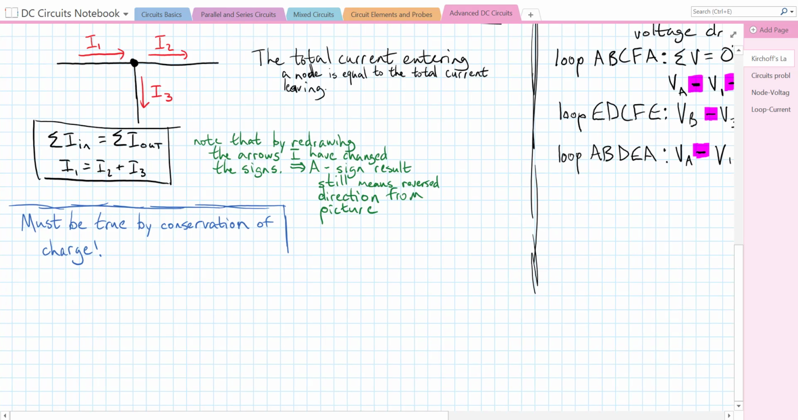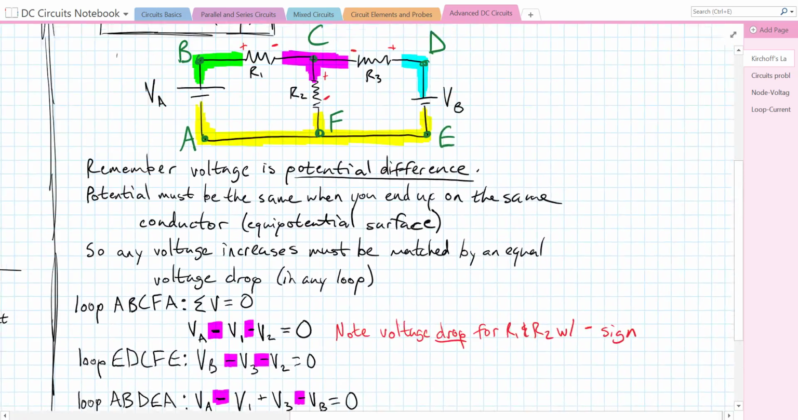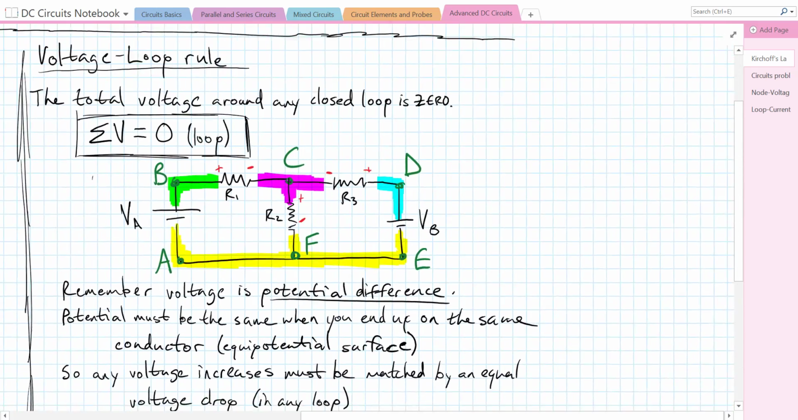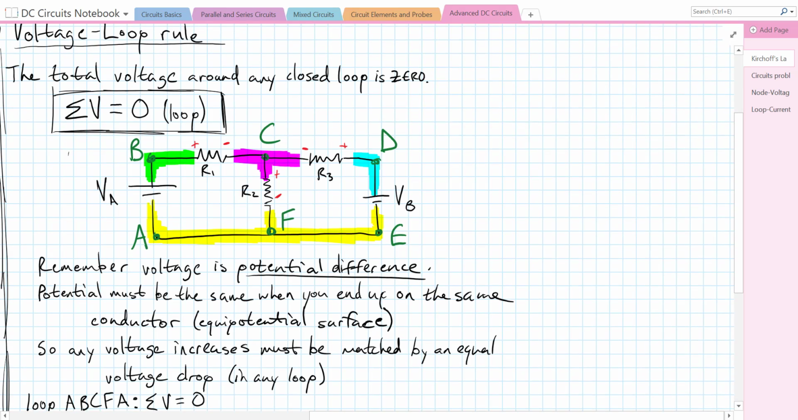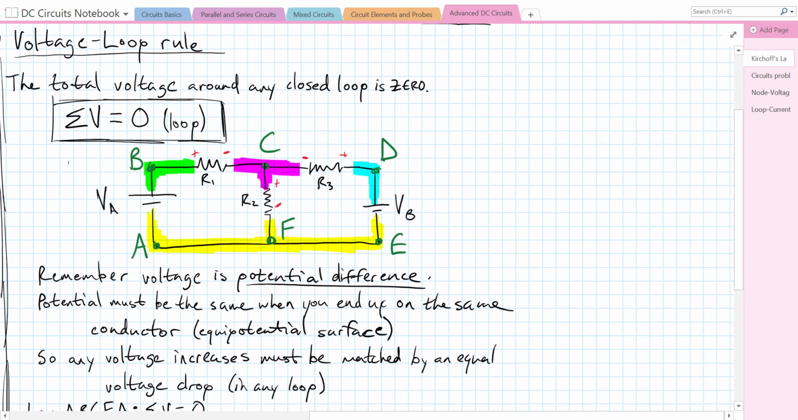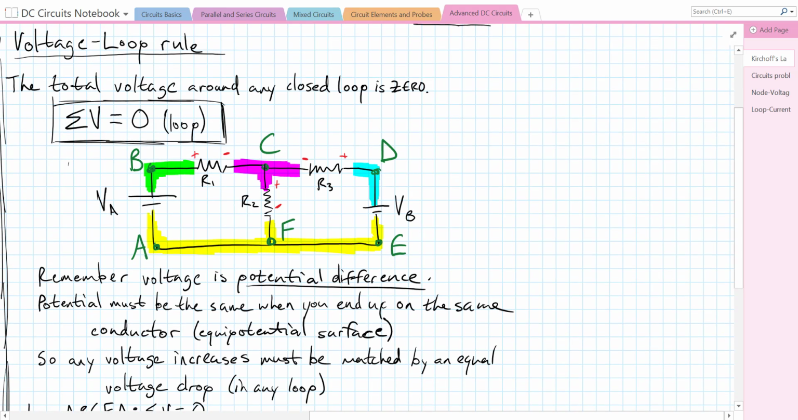So let's take a look at our other rule. This is called the voltage loop rule. It says that the total voltage around any closed loop is 0. And this is how we write that rule: the sum of the voltages equals 0 around a loop.